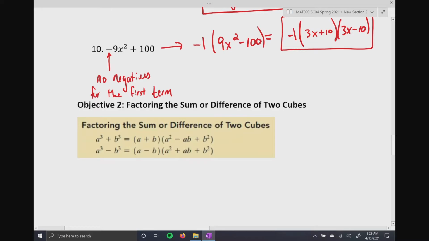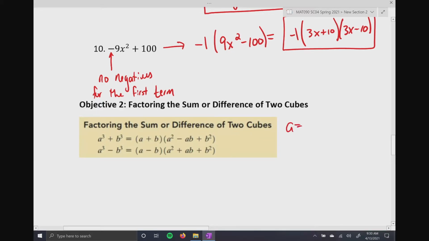So the second thing we're going to learn out of this section is the sum or difference of cubes. Okay? Now we have formulas here, which is really nice for us. And our technique, our approach is the exact same as difference of squares. We're gonna label what A is, we're gonna label what B is, and then you just make these substitutions into your formula.